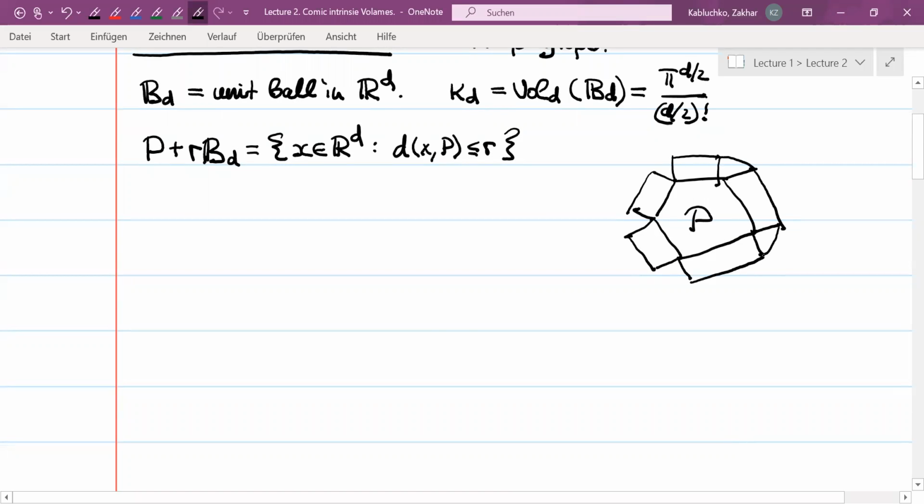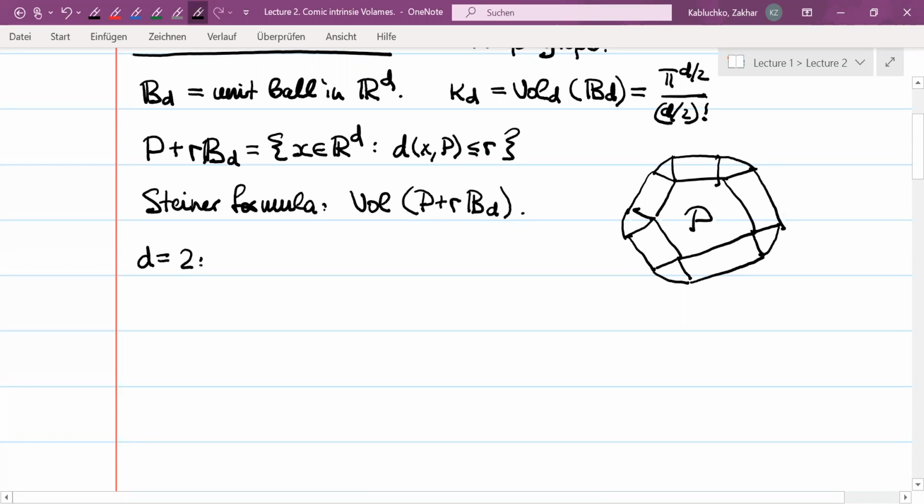And now the Steiner formula gives the volume of this neighborhood, P plus r times B^D. For example, in dimension 2, we can do the following. We can say that the area of this neighborhood is just the area of P.